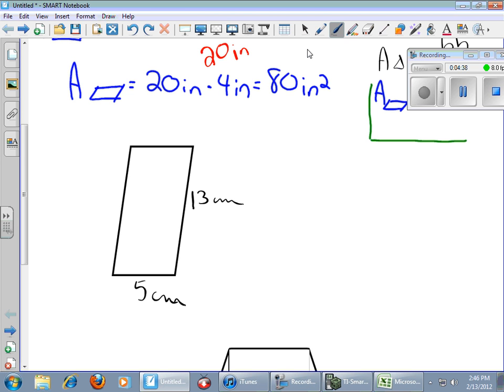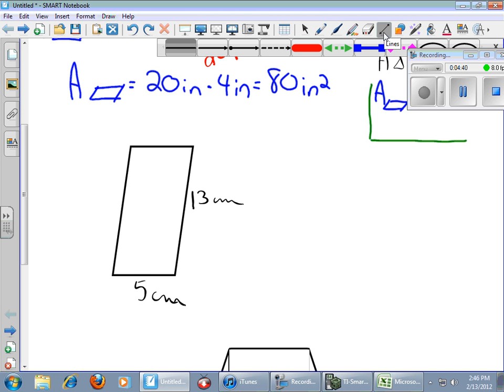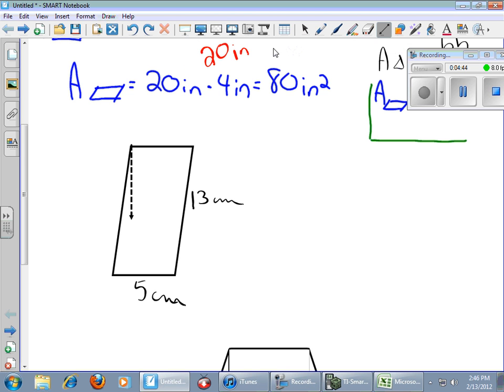Do you see a right angle in this shape? No, I don't either. To be able to do this problem, you need a right angle. For example, there would be a right angle. You need to know that distance. If you knew that distance, you'd be able to figure out the area of this parallelogram.